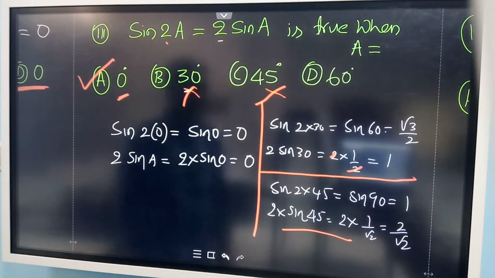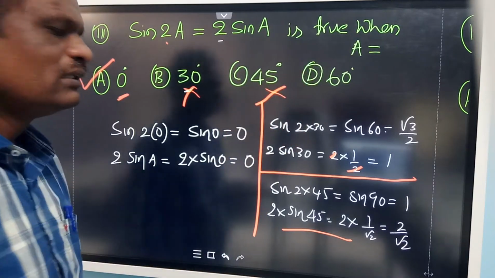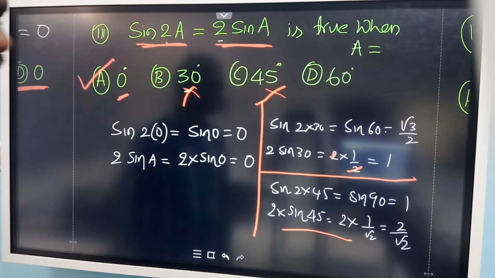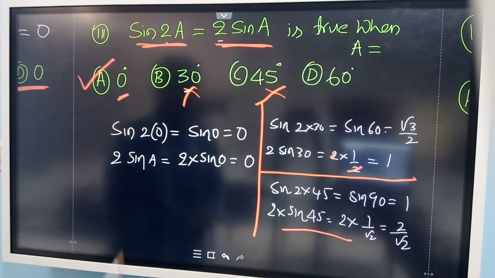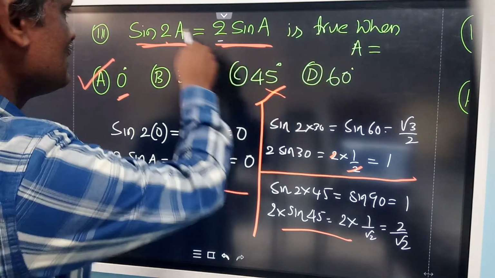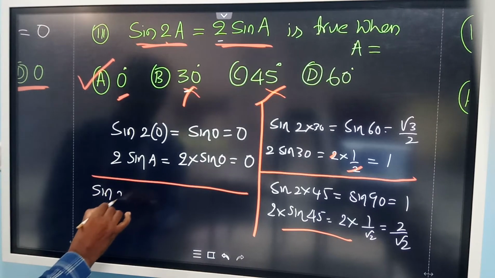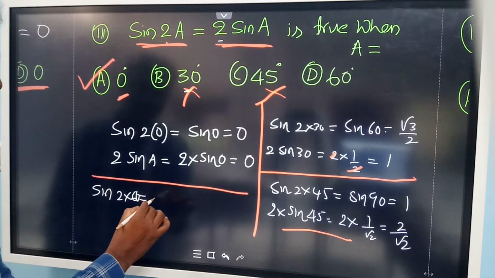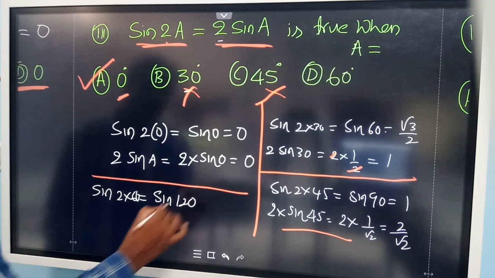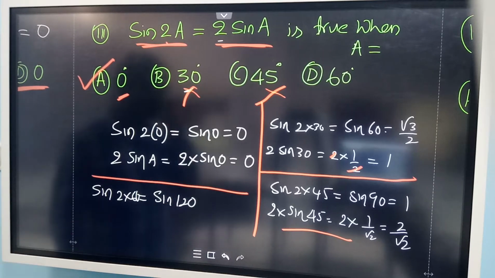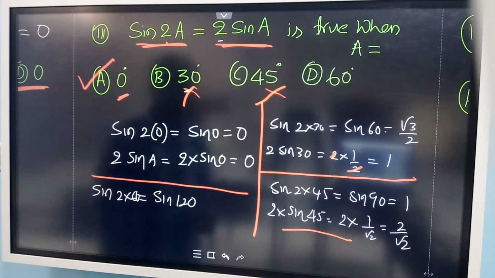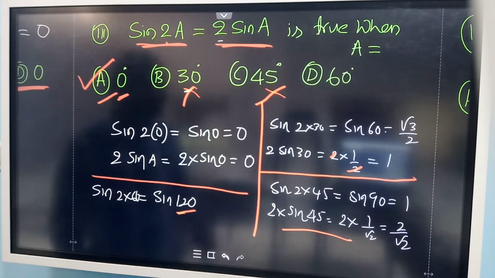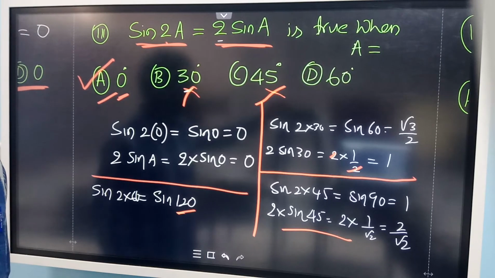Since the first one itself is correct, similarly you can check sin 2A will not be equal to 2 sin A for the third option also. So how are you going to check sin 60? You look at this. Sin 2 into 60, A value is 60, sin 120. Sin 120 degree you have not learned. So later in the higher classes you are going to learn. So therefore, no need to check, as already A is equal to 0, it is true.